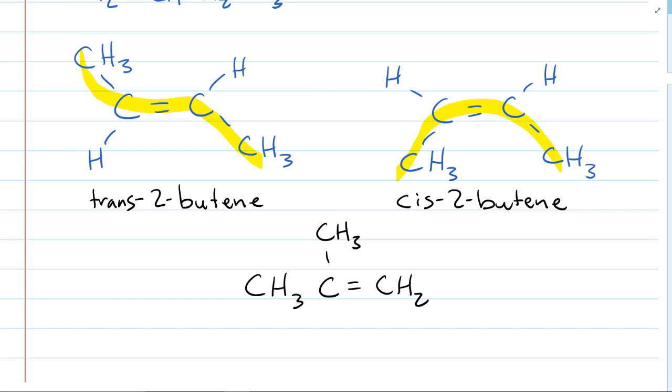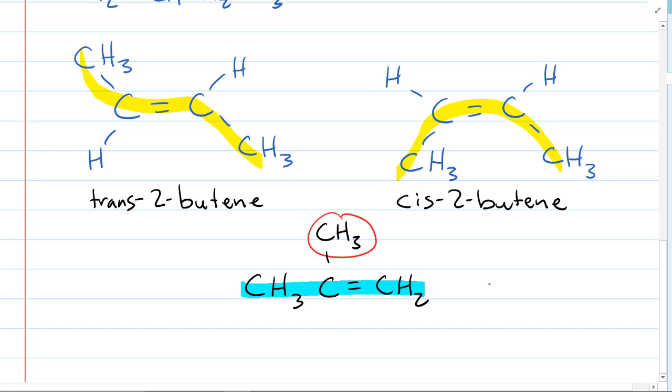If we were to name this one, but again, you're not responsible for it, we would call this one 2-methylpropene. But again, we're not going to be responsible for naming this. You can kind of asterisk that one there.